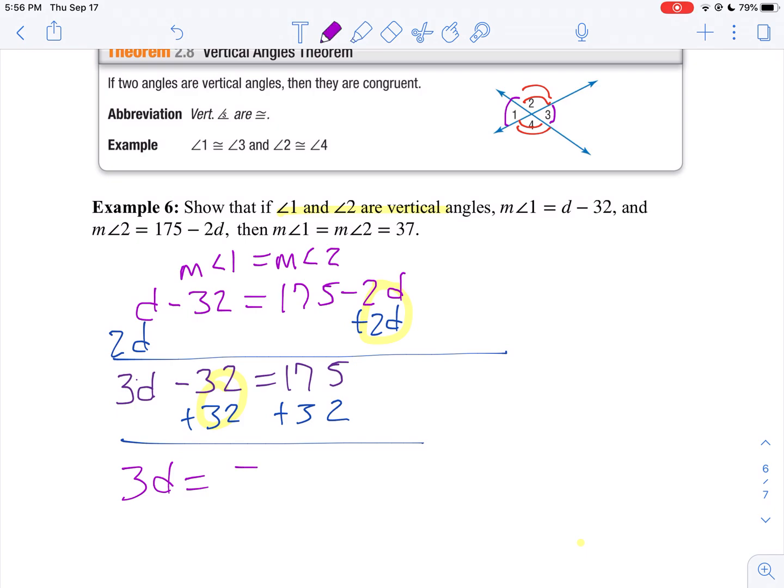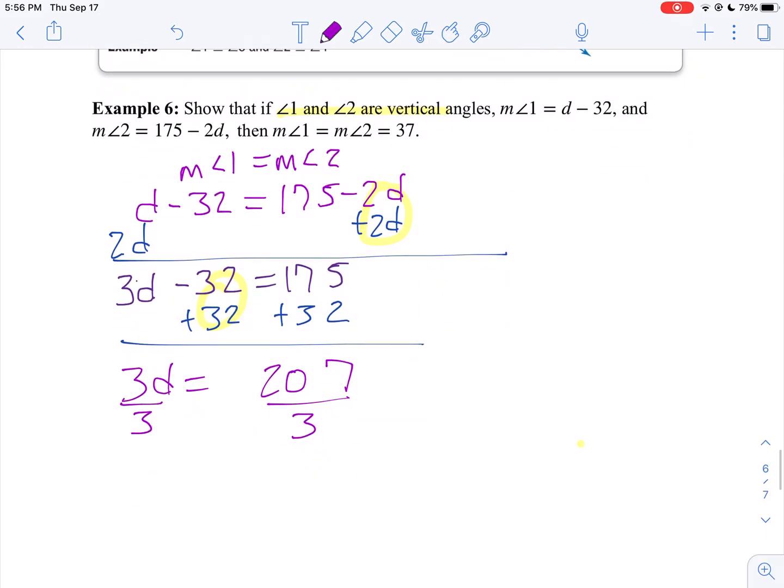5 plus 2 is 7. 17 plus 3 is 20. Well, let's divide both sides by 3. So then we get d equals, let me see, how many times does 3 go into 20? Well, 3 goes into 20 6 times. 6 times 3 is 18, so you got 2 left over. So d equals 69.